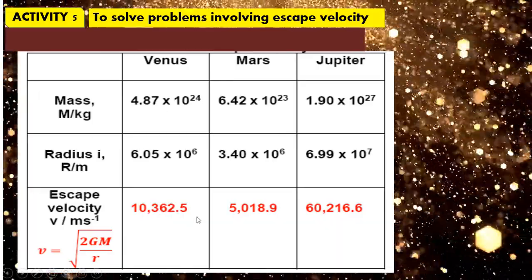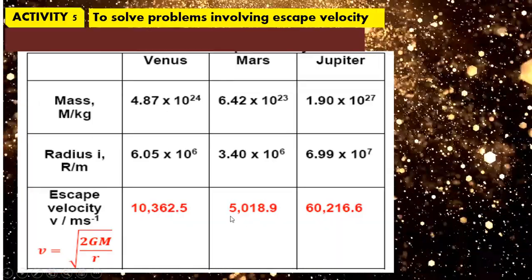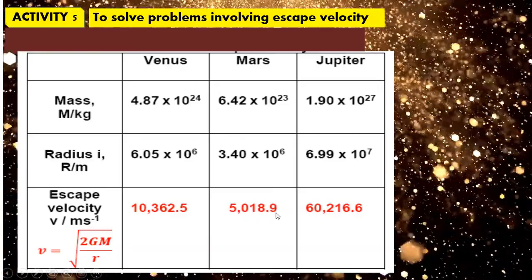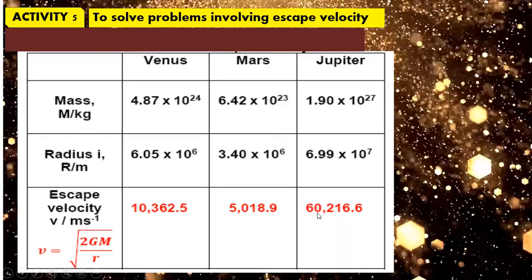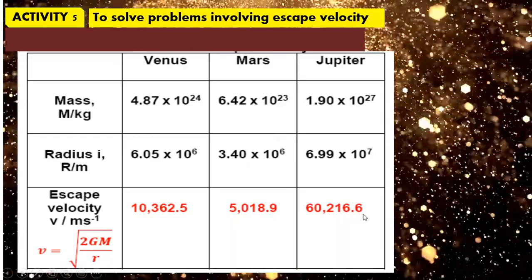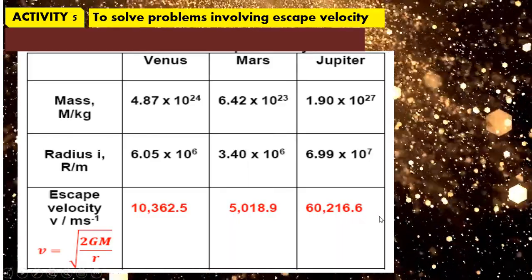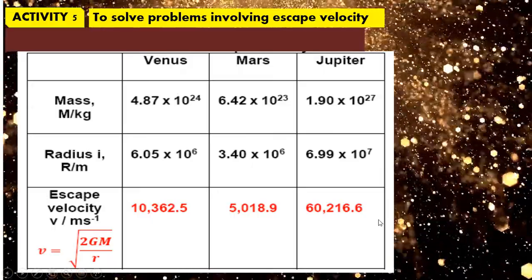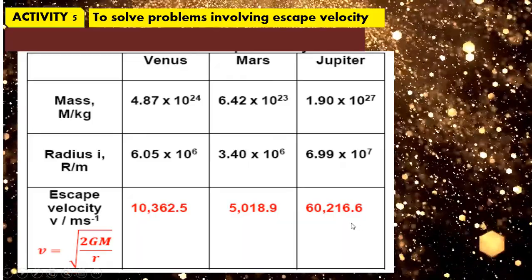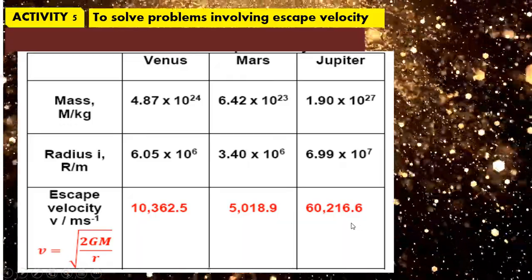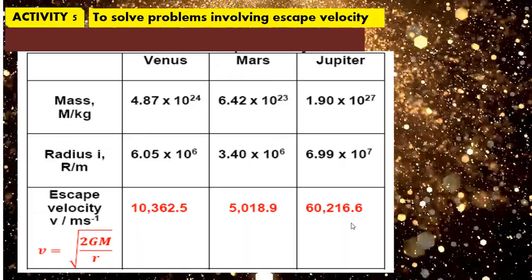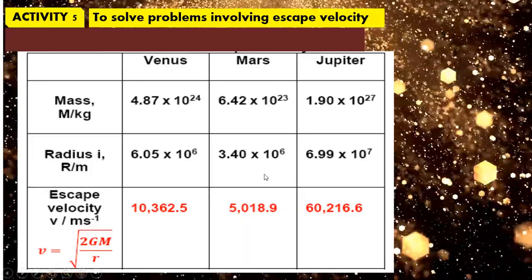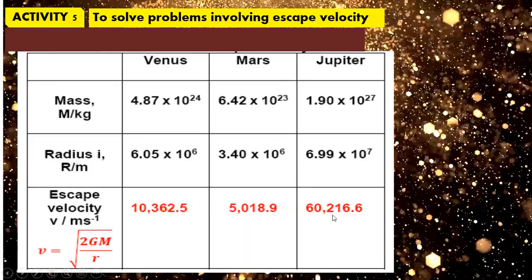10,362.5 meters per second. For Mars, 5,018.9 meters per second. For Jupiter it is 60,216.6 meters per second. The Earth is about 11,200 meters per second. So these have different factors. The higher the mass, the bigger the planet, so the escape velocity should be bigger.